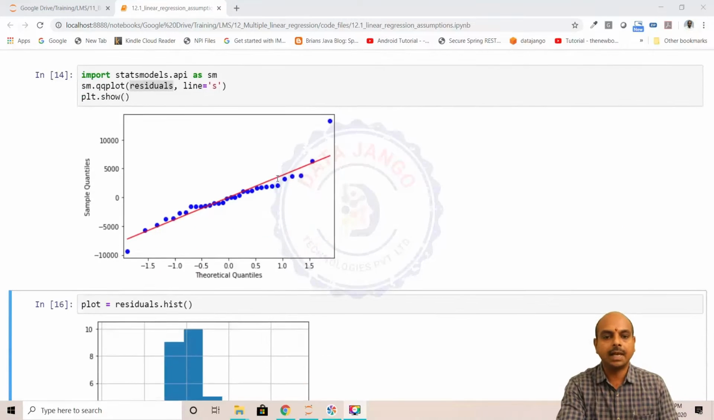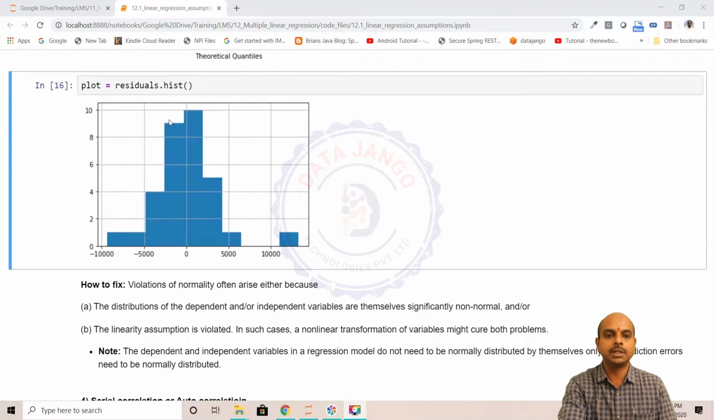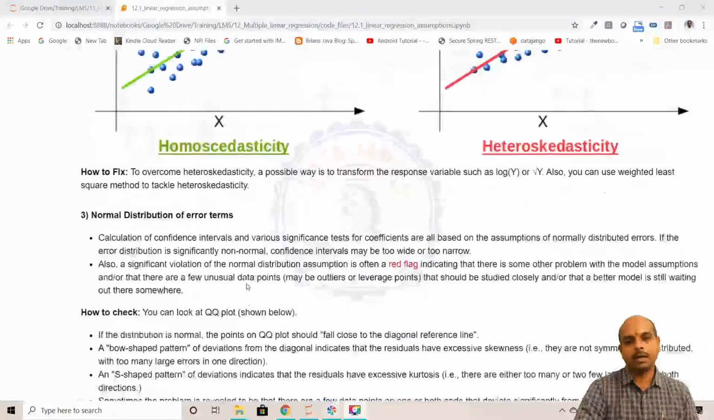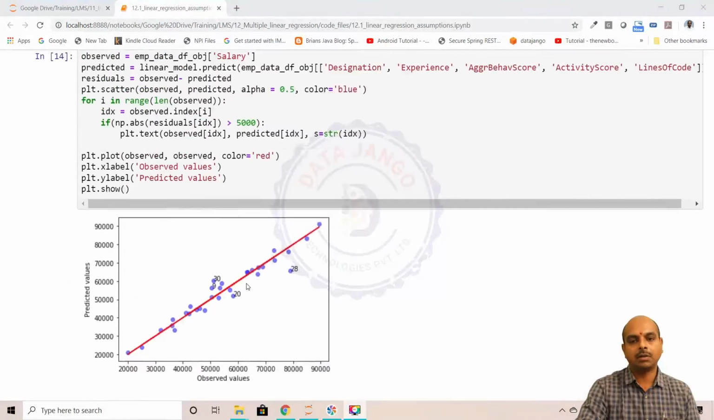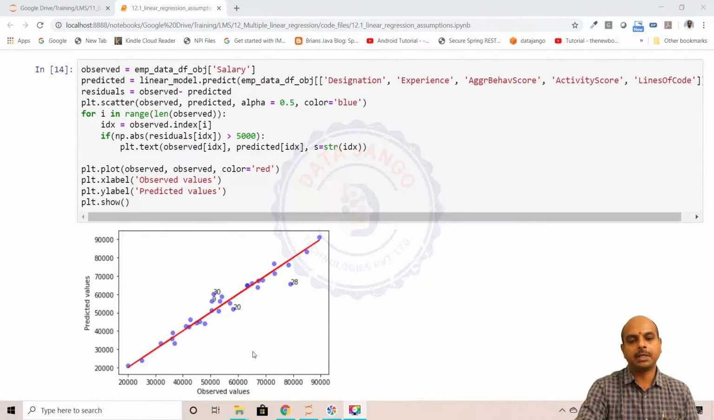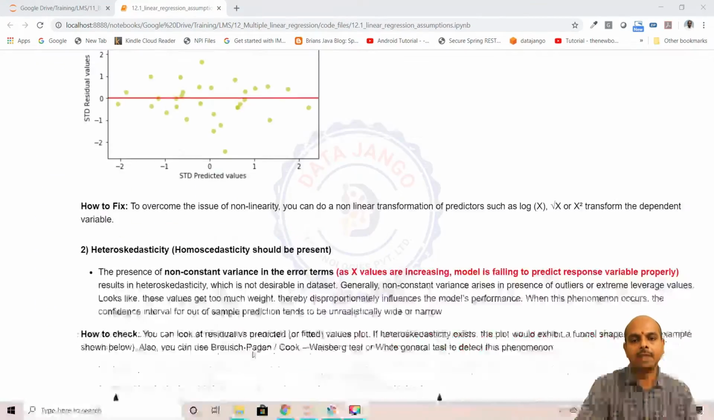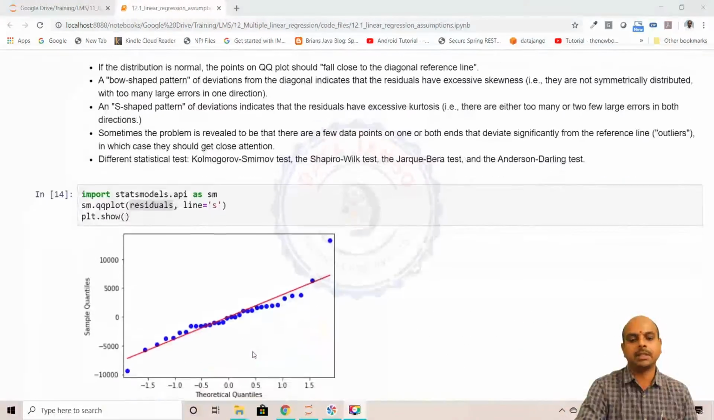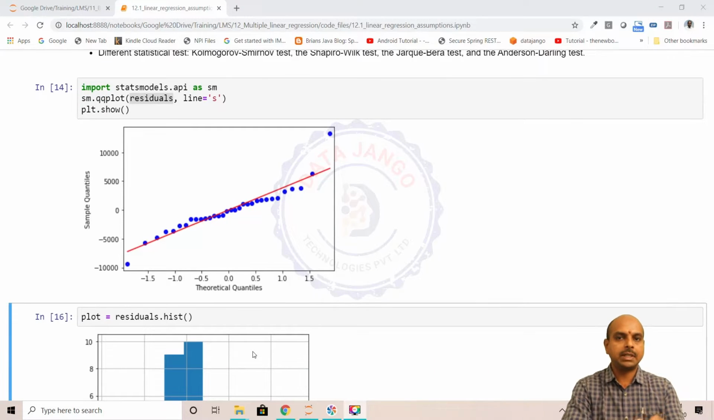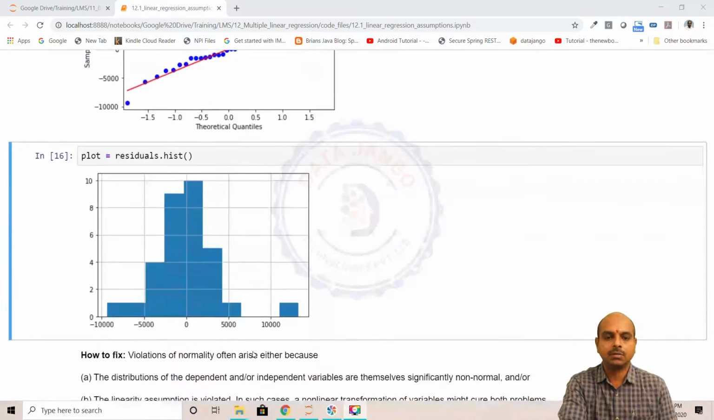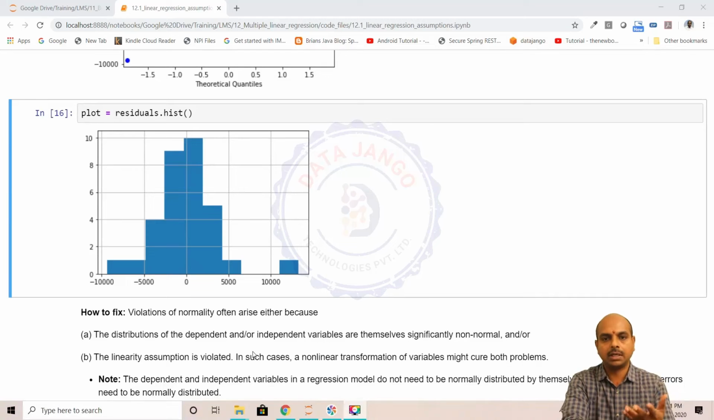We can also understand the normal distribution using a histogram. If you look at this, it is forming a kind of bell curve. And if you look at this plot, the observed versus predicted plot, the data is linearly related to the output variable. We can understand that. But to understand the other assumptions, we are doing this.